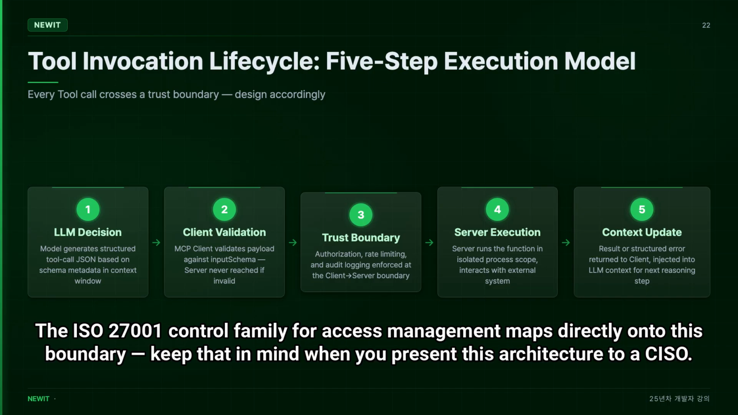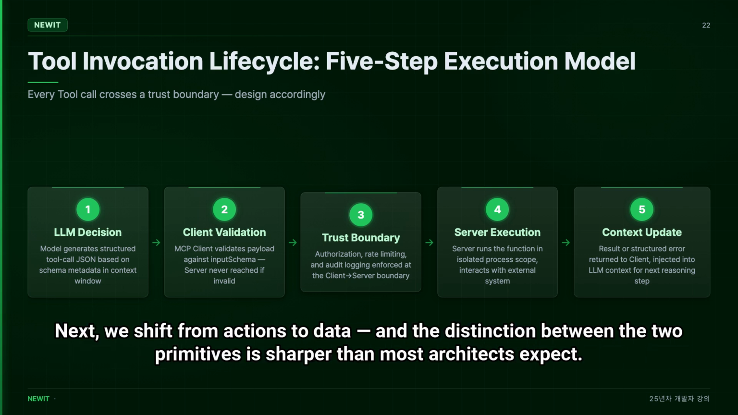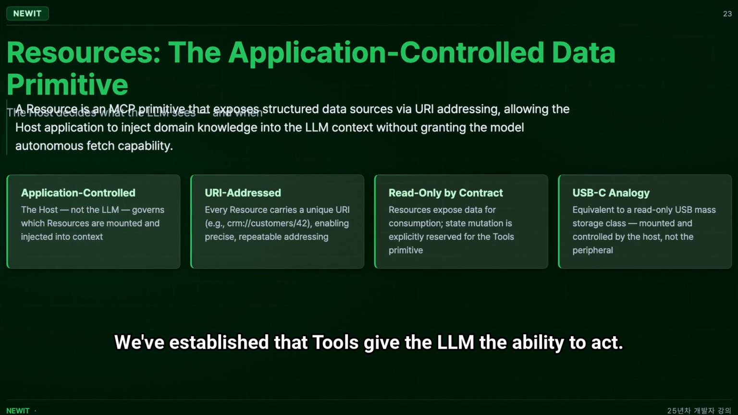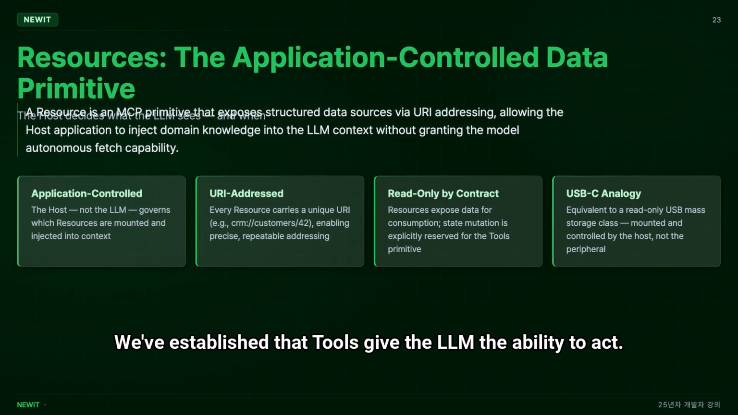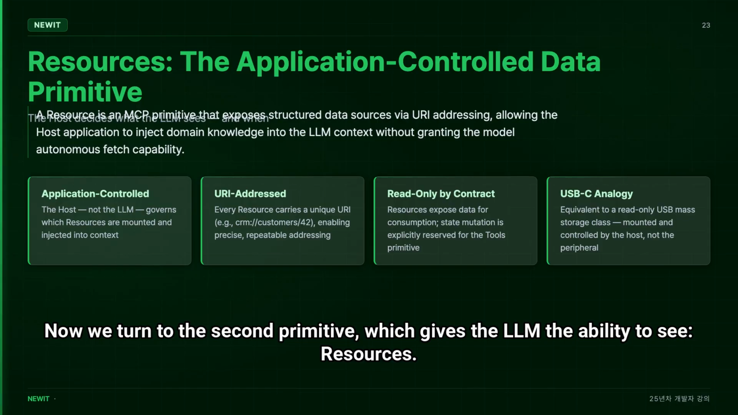Keep that in mind when you present this architecture to a CISO. Next, we shift from actions to data, and the distinction between the two primitives is sharper than most architects expect. We've established that tools give the LLM the ability to act. Now we turn to the second primitive, which gives the LLM the ability to see: resources.